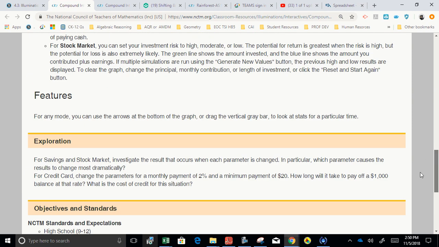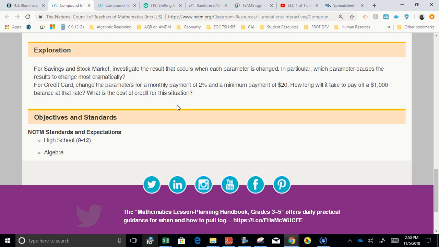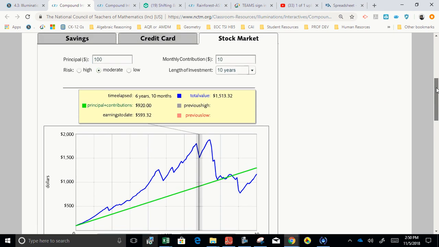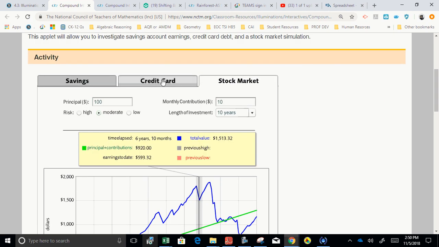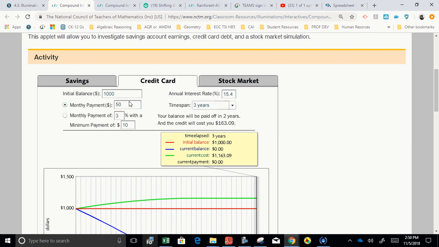All right. So let's read what they said about credit card. Change the parameters for monthly payment of 2% and minimum payment to $20 to pay off $1,000. How long will it take to pay off $1,000? So suppose you don't have any money, you decide I'm going to borrow $1,000. So here we have the initial balance of $1,000. The interest rate is 5.4.